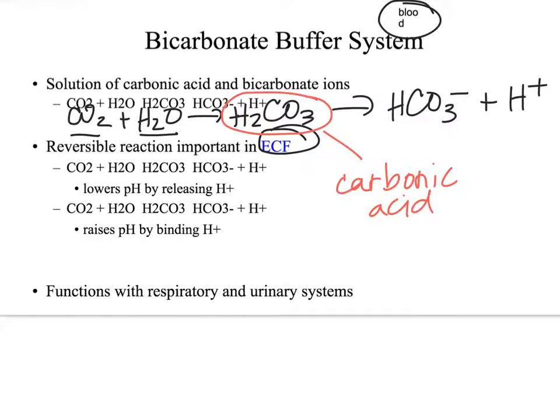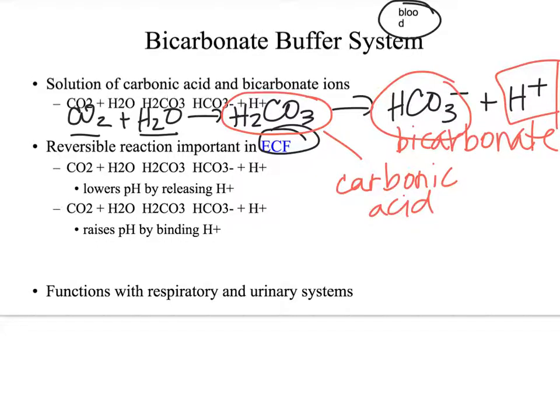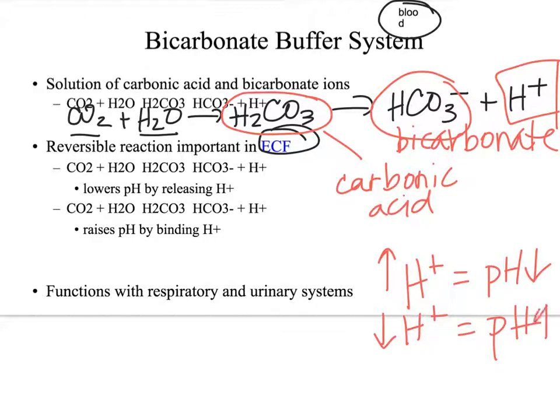Carbonic acid is not stable, okay? So when it's in water, it's going to break apart. It's going to dissociate. So it automatically gives rise to this, which is bicarbonate, and a hydrogen ion. So if a hydrogen ion is released, if you have an increase in hydrogen ions, we're going to have a decrease in pH. And then the opposite, if we have a decrease in hydrogen ions, we're going to have an increase in pH.